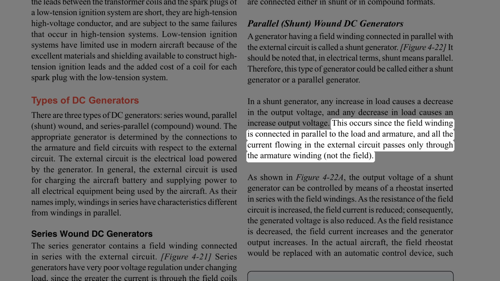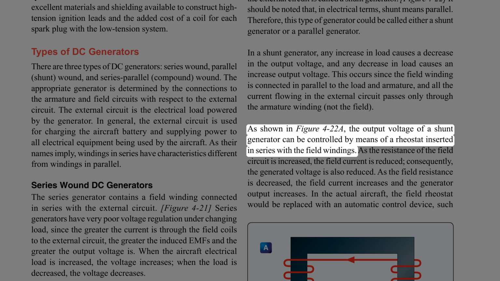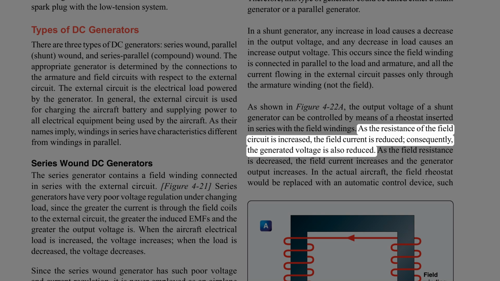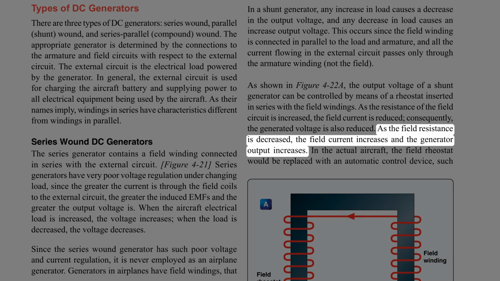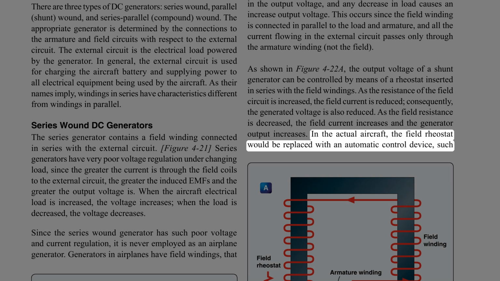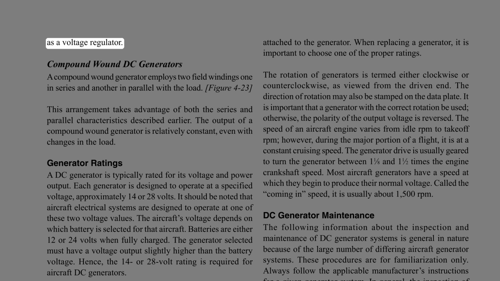This occurs since the field winding is connected in parallel to the load and armature, and all the current flowing in the external circuit passes only through the armature winding, not the field. As shown in Figure 4-22a, the output voltage of a shunt generator can be controlled by means of a rheostat inserted in series with the field windings. As the resistance of the field circuit is increased, the field current is reduced. Consequently, the generated voltage is also reduced. As the field resistance is decreased, the field current increases and the generator output increases. In the actual aircraft, the field rheostat would be replaced with an automatic control device, such as a voltage regulator.